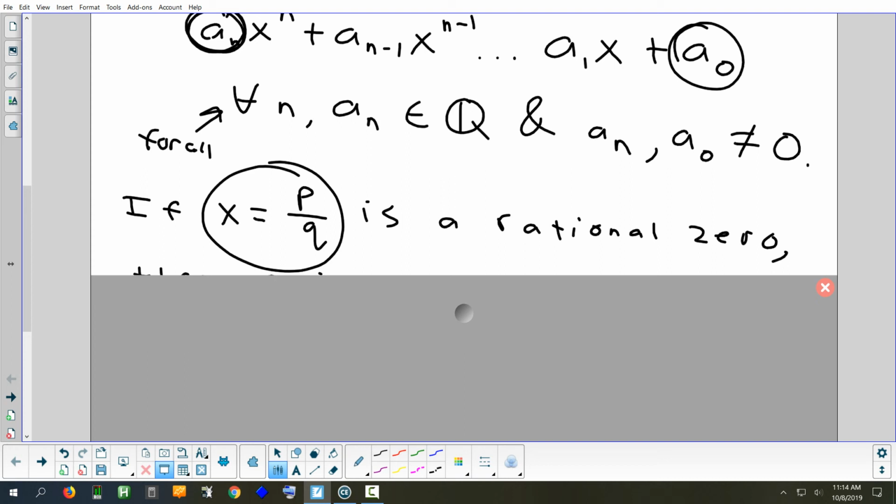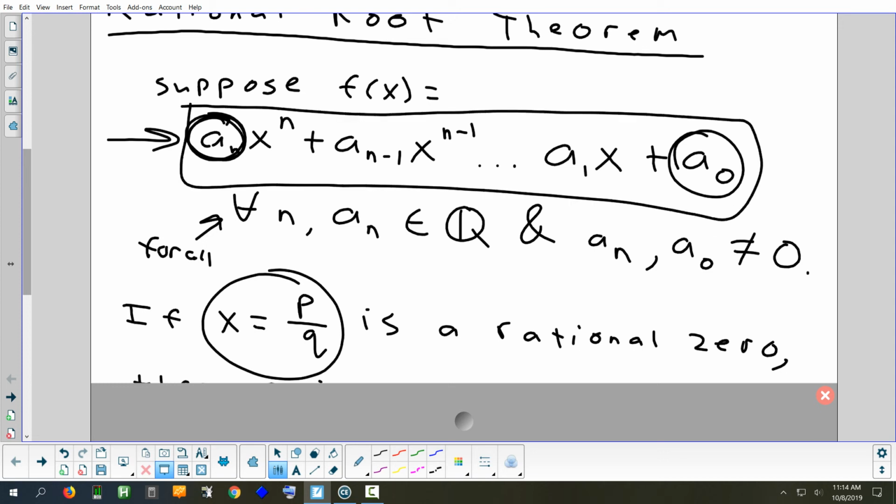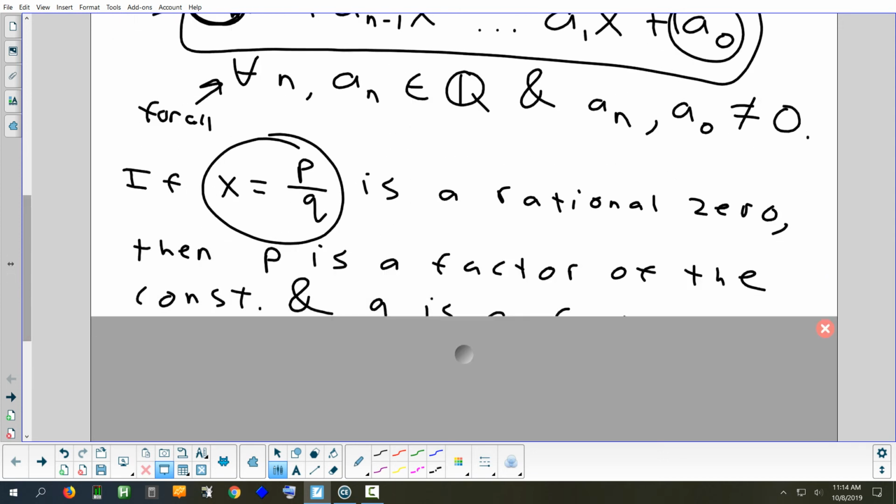Alright, so if you have a rational root, it can be written as a fraction. Everyone agrees that's what rational means now? Okay. P over Q. The question is, where would the P and the Q come from? They're hidden in the polynomial somewhere. So where are they hidden?